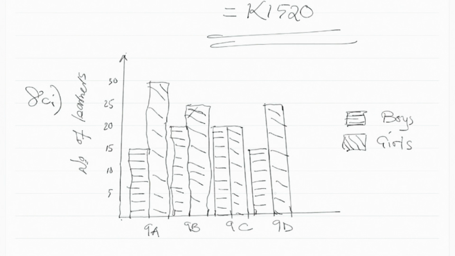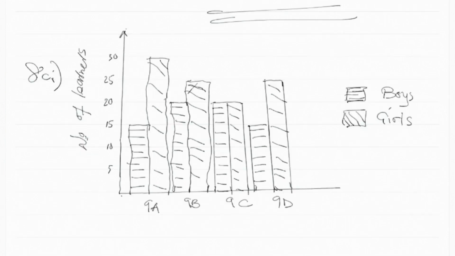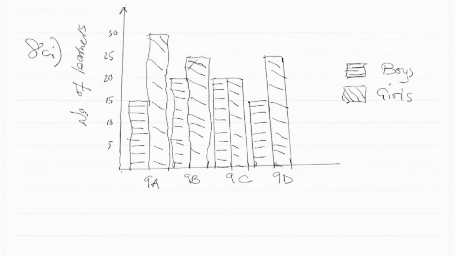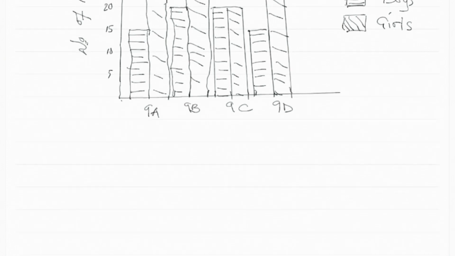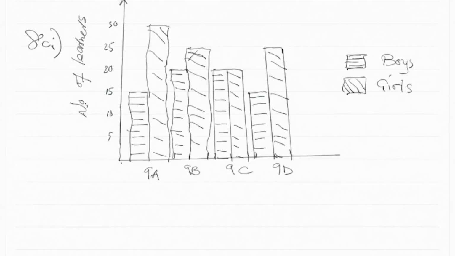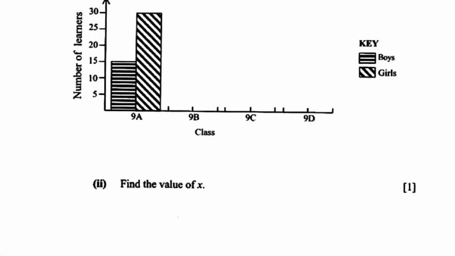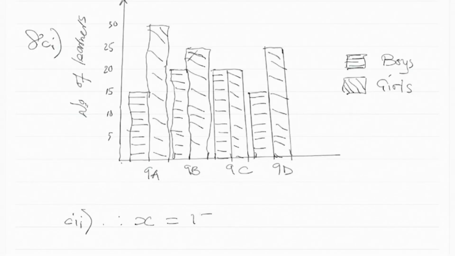Furthermore, they are in part 2. So this is part 1 of C1. In part 2, they are saying find the value of x. Now, x is on which class? 9A. And it is for the number of boys. So you go on the compound bar chart that you've been given. For the boys, you can see that the vertical axis is ending at 15, meaning that there were 15 boys. So therefore, the value of x is equal to 15. As good as that.